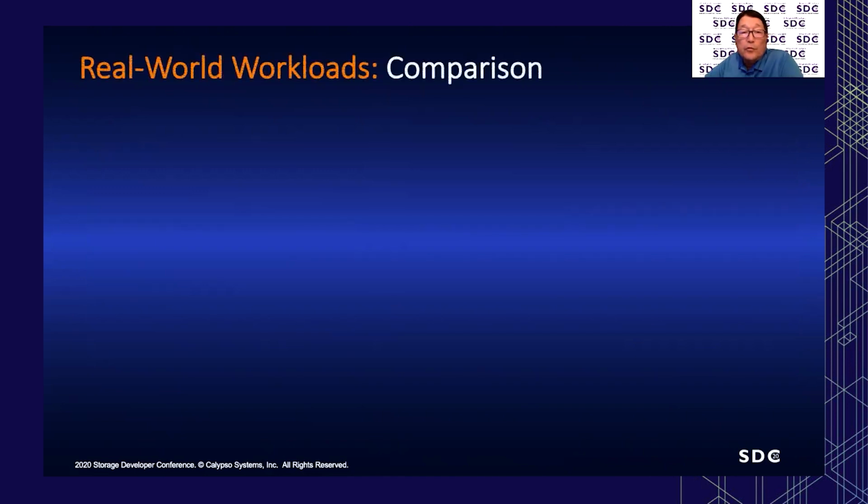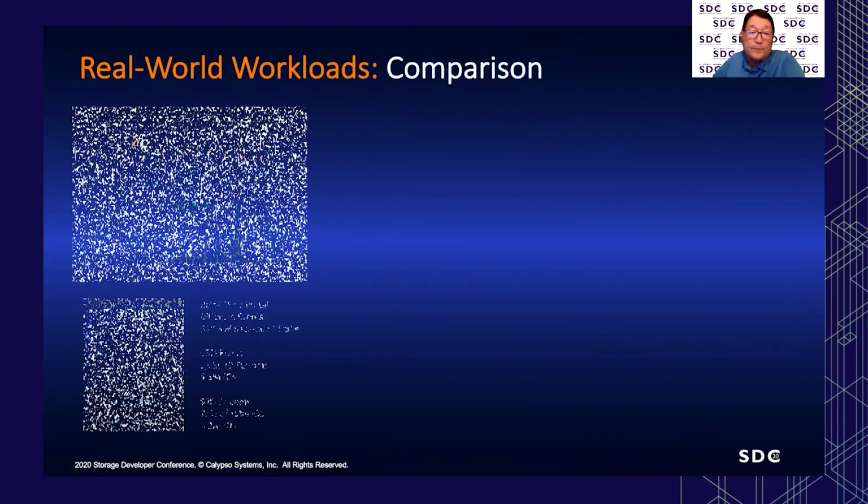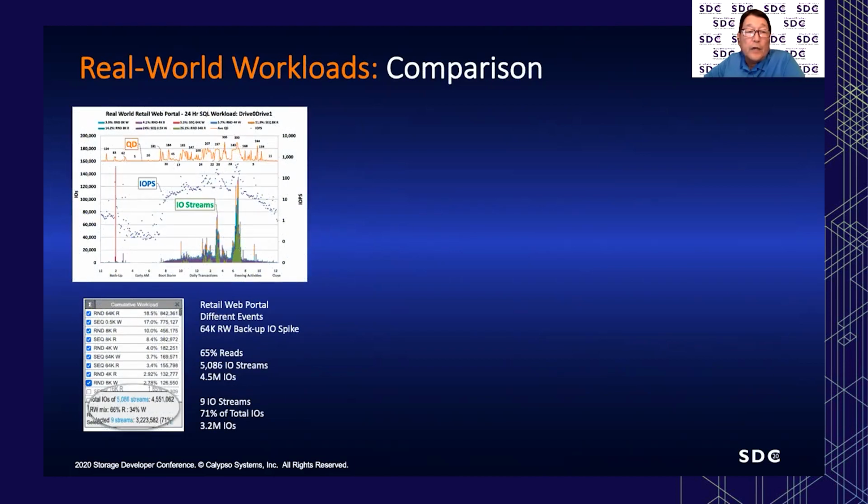So let's take a look at real-world workloads and compare their content. On the left-hand side, you have a retail web portal real-world workload, and that's an IO stream map which shows you the IO streams that occur over a 24-hour period. The x-axis is time from midnight to midnight, and the y-axis shows you IOs and IOPS. Each of the colored columns represents a different IO stream, and the orange line shows you the changing queue depth over the course of the day.